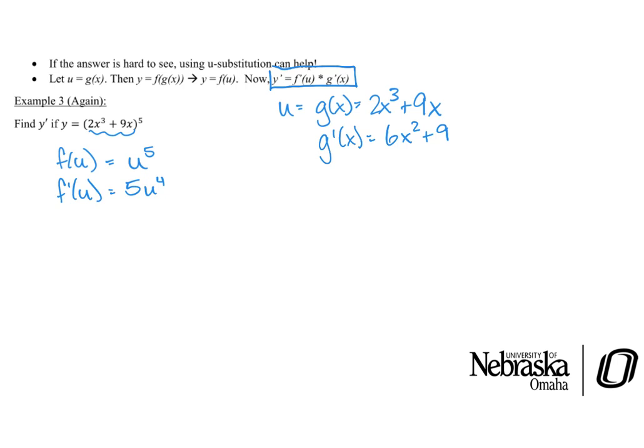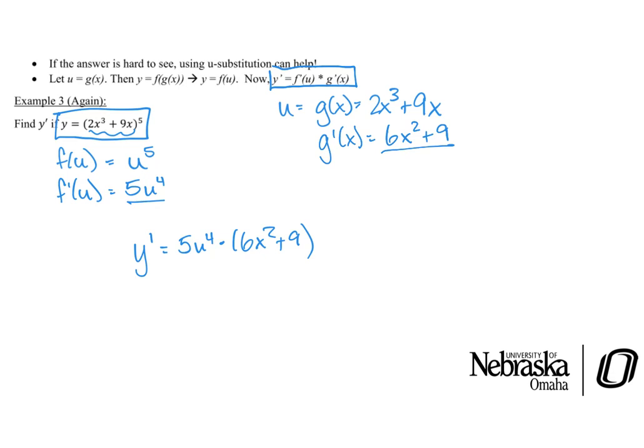Okay, so now applying this, going back, the actual equation is equal to (2x cubed plus 9x) to the 5th. So the chain rule says that would be equal to f prime of u, 5u to the 4th, times g prime of x, right? So we're just plugging in these values.